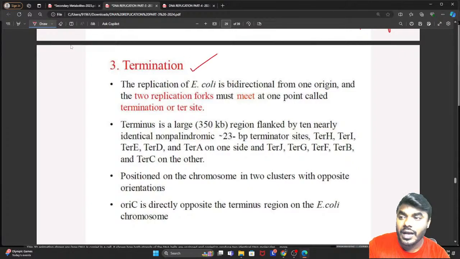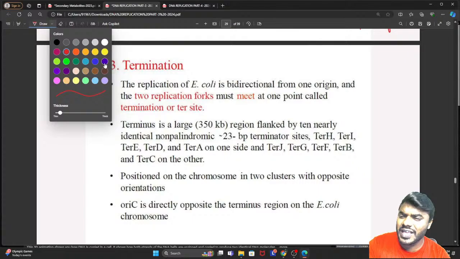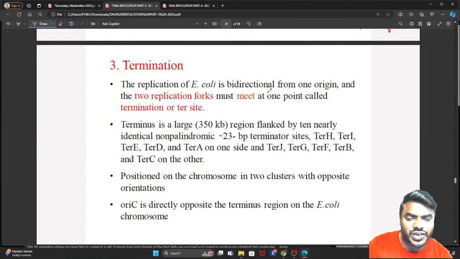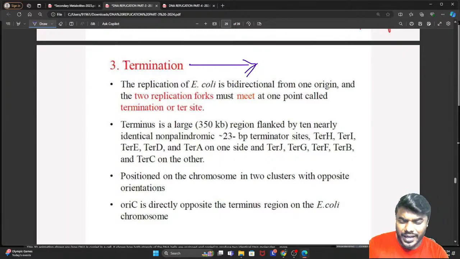Now the next step I want all the students to understand, we call it the process of termination. This is more important, friends, from the exam point of view. How exactly does the process of termination occur?